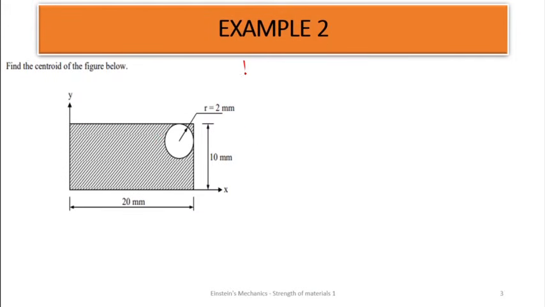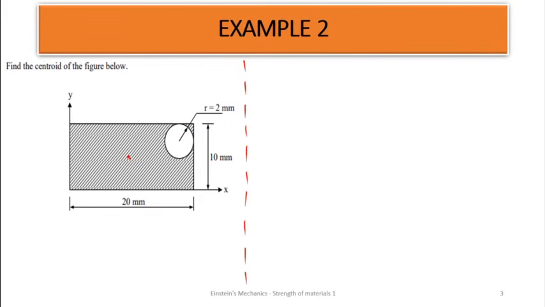Example 2. Here we have another shape where we are to determine the position of the centroid. Look at this carefully. How many shapes do you see? 2. A rectangle and a cutout circle. Supposing this was just the rectangle, you could just locate the center, half of the 20, which is 10, half of the 10, which is 5, and you'll be able to locate the center. But no, it is a composite shape. There is a circle cutout.